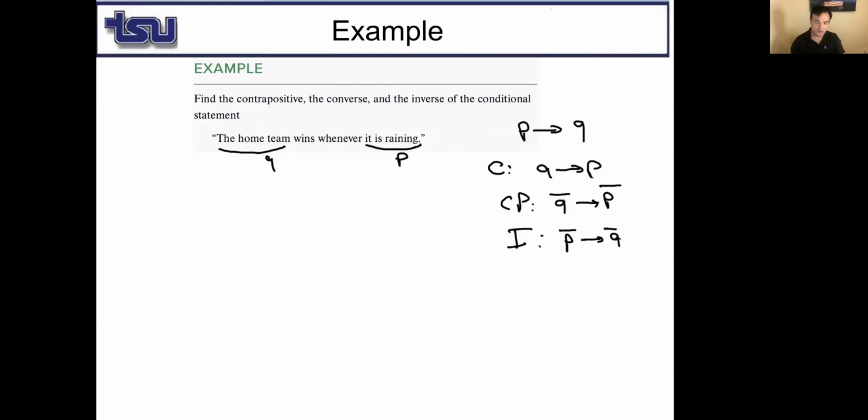So considering those, converse will be if the home team wins, then it is raining. And contrapositive will be Q naught, which is if the home team does not win, then it is not raining. And inverse is if it is not raining, then the home team does not win.